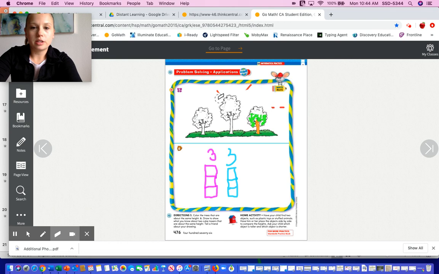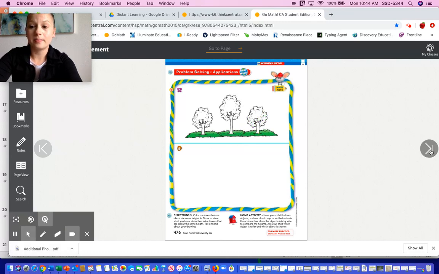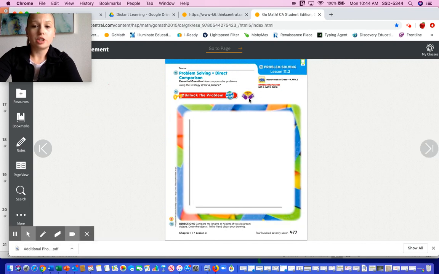We're going to flip and put our Post-it so that it's ready for tomorrow's lesson. I hope you understand how to measure height and what height is. So put your Post-it on this page here so you're ready for tomorrow. Keep up your hard work.